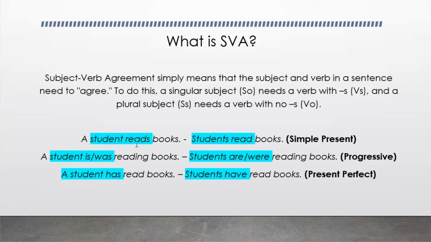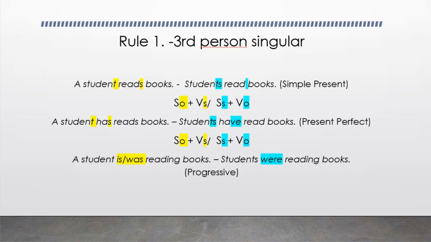For example, a student reads, students read. A student was reading, students were reading. As you can see, subject-verb agreement rules apply only in present tenses and in past progressive only. Let's start with the rule that we just discussed. It's rule number 1. It applies to all subjects in present tenses.